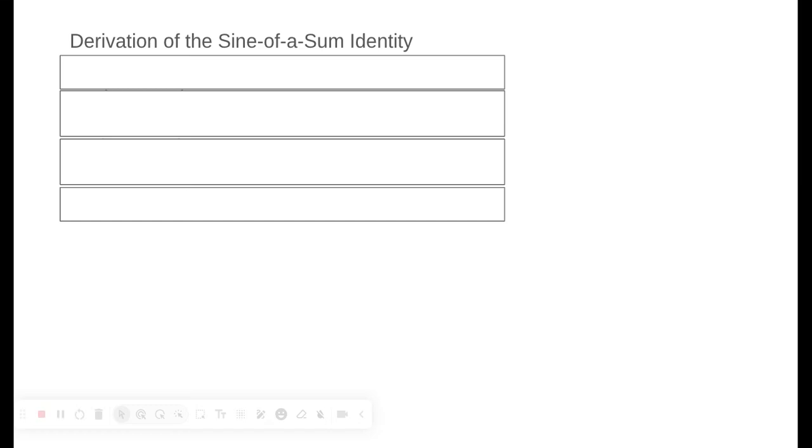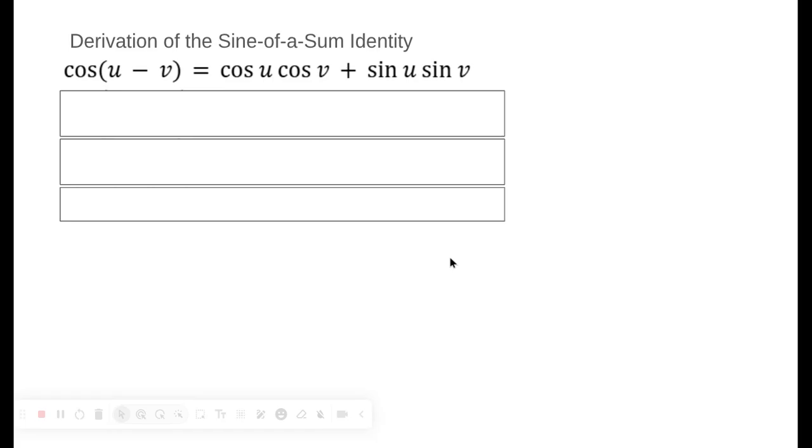In this video, we are going to derive the sine-of-a-sum identity. Let's first start with one of our previous formulas, which is the cosine of a difference. So we're going to use cosine. Let's take a sine and turn it into something that looks like the cosine of a difference.